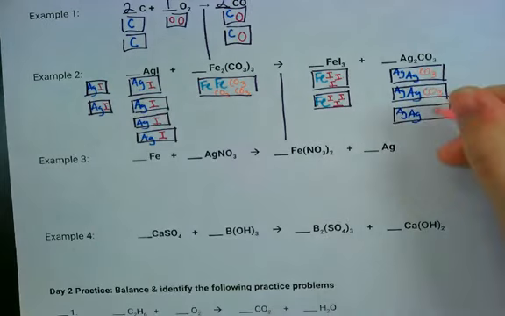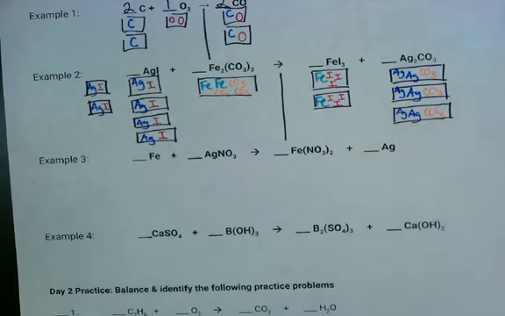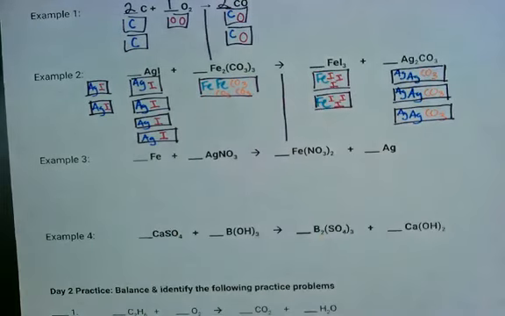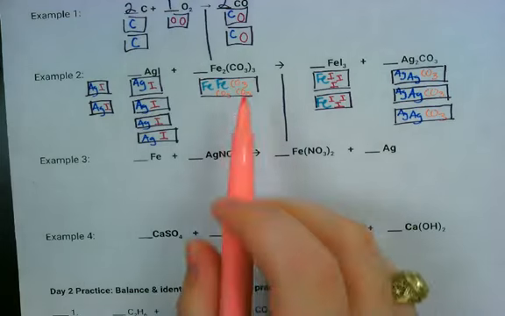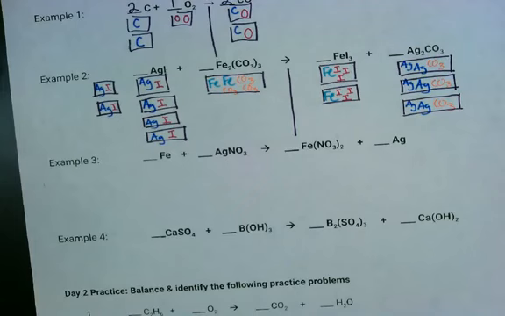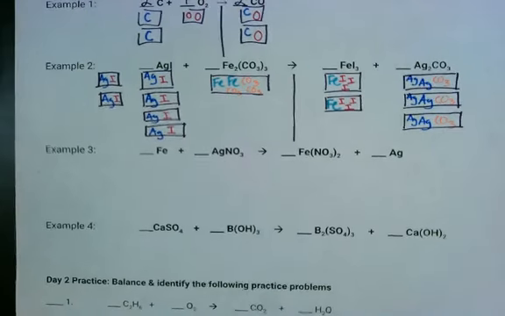Okay, and now I have 6 AG on each side. Let's check our irons. 1, 2, 1, 2. That's balanced. Okay, let's check the CO3. 1, 2, 3. 1, 2, 3. So hey, look at that. We just balanced that equation.